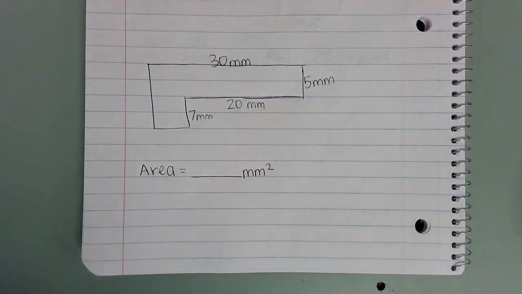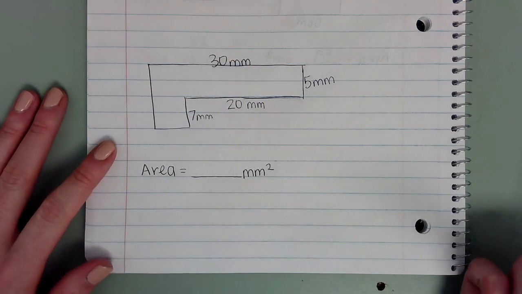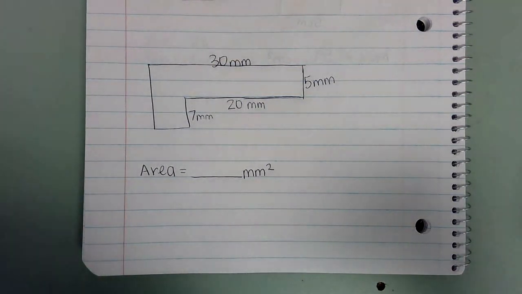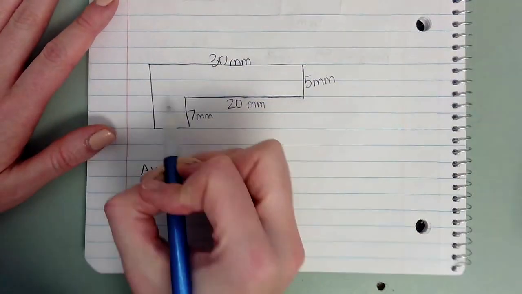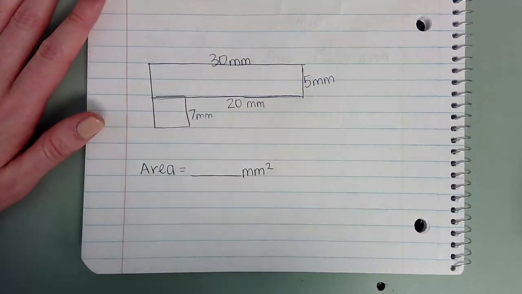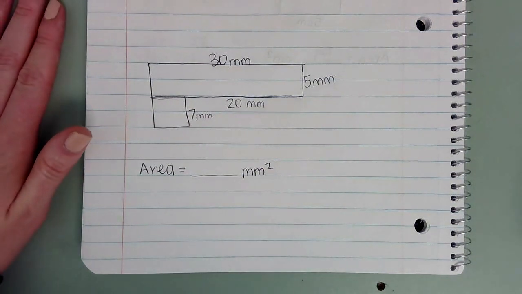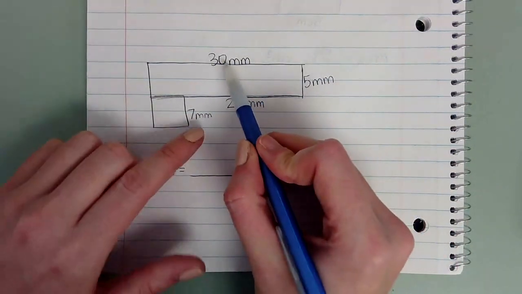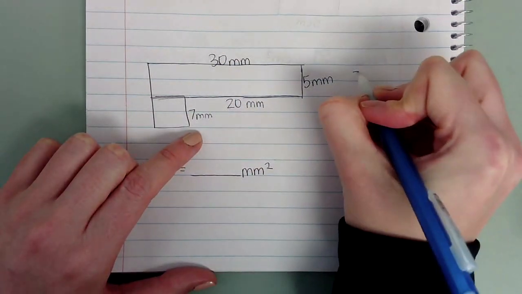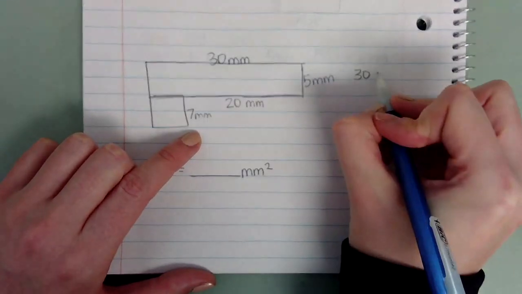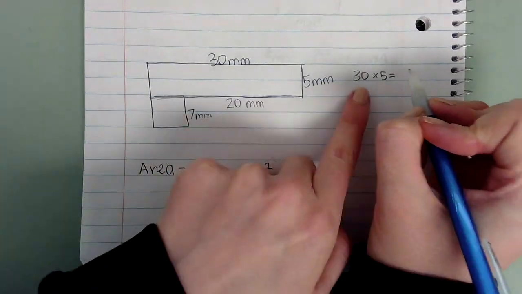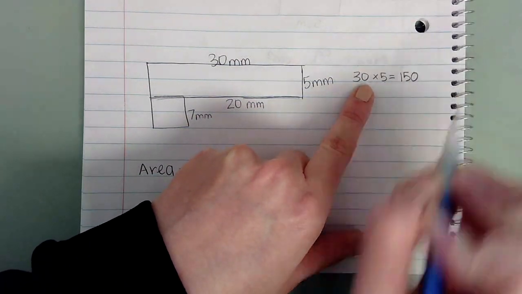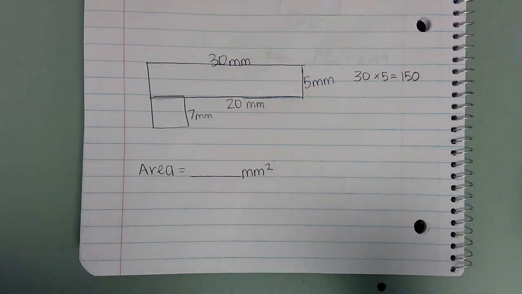Here's our last one. We have a complex shape and we're finding the area. In order for us to do this, we need to make our shape not complex and just have 2 rectangles. So I'll draw my line to create 2 rectangles. Our first one is 30 as a length times 5 as a width. 3 times 5 is 15, and we can add the 0 from the 30. So 30 times 5 is 150.